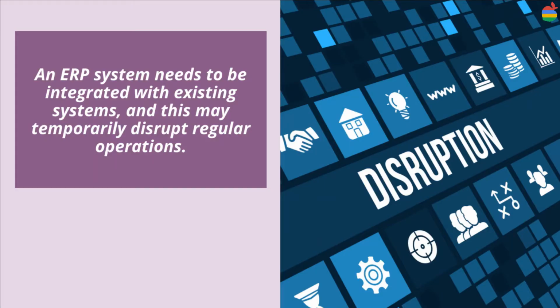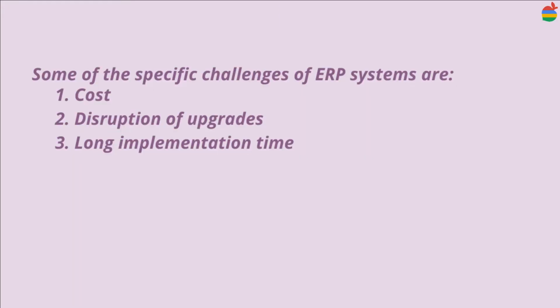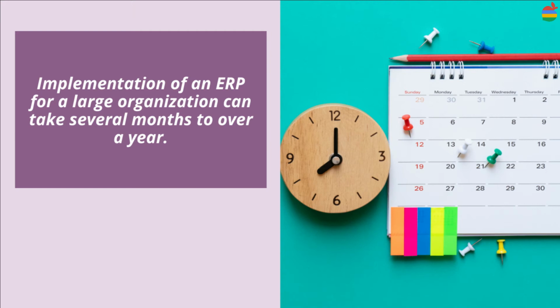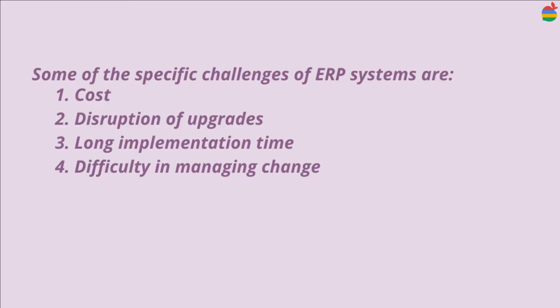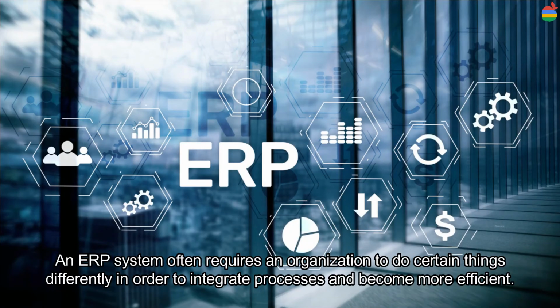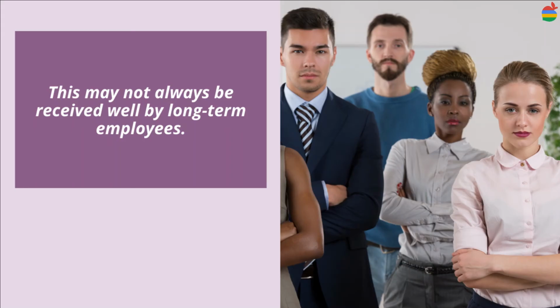Second is disruption of upgrades. An ERP system needs to be integrated with existing systems, and this may temporarily disrupt regular operation. Third is long implementation time. Implementation of an ERP for large organizations can take several months to over a year. Fourth is difficulty in managing change. An ERP system often requires an organization to do certain things differently in order to integrate processes and become more efficient. This may not always be received well by long-term employees.